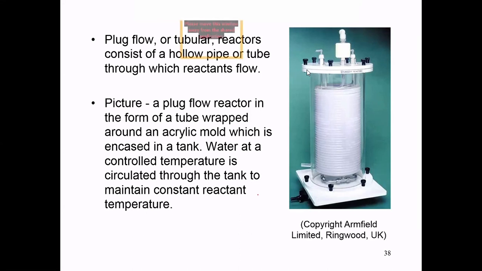Okay, a plug flow or tubular reactor consists of a hollow pipe or tube through which the reactant flows. So the reactant will flow inside this. For example, here is a plug flow reactor in the form of a tube wrapped around an acrylic mold which is encased in a tank. Water at a controlled temperature is circulated through the tank to maintain a constant reactant temperature.